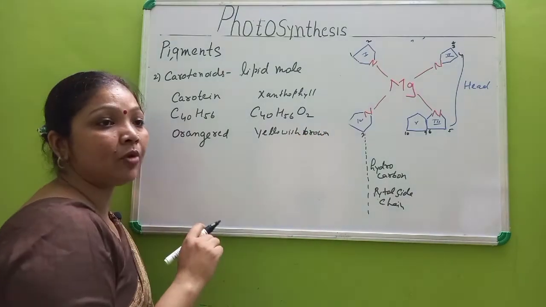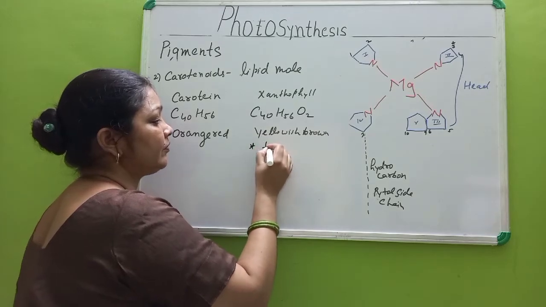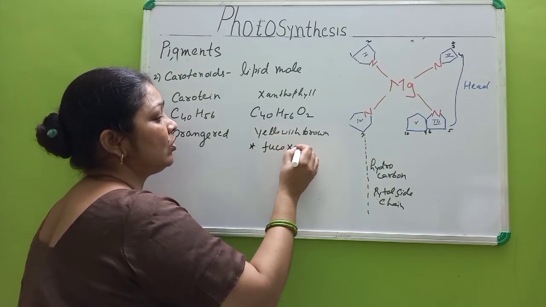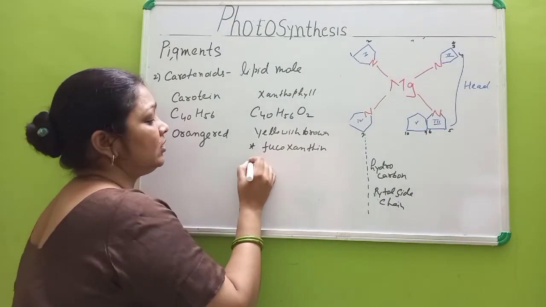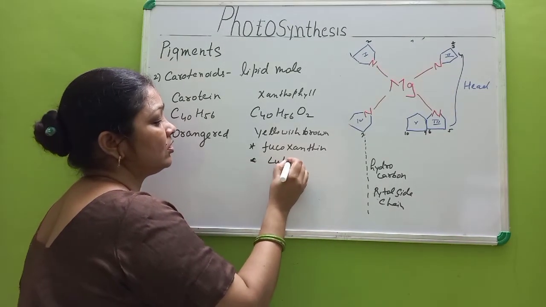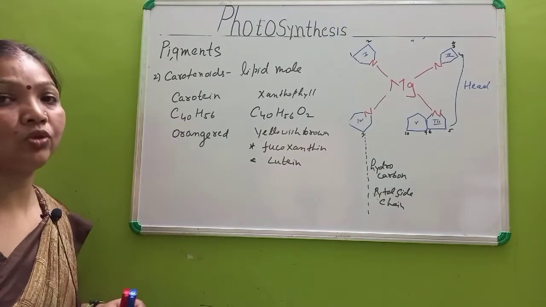And there are two types of xanthophyll that we know. One is fucoxanthin and the other is lutein. These are the two types of xanthophyll.